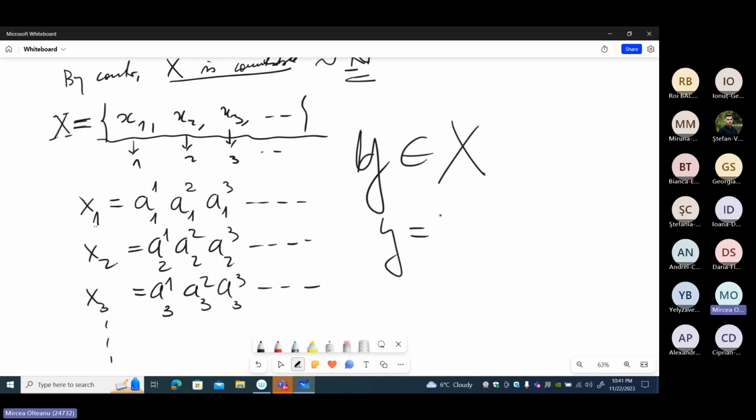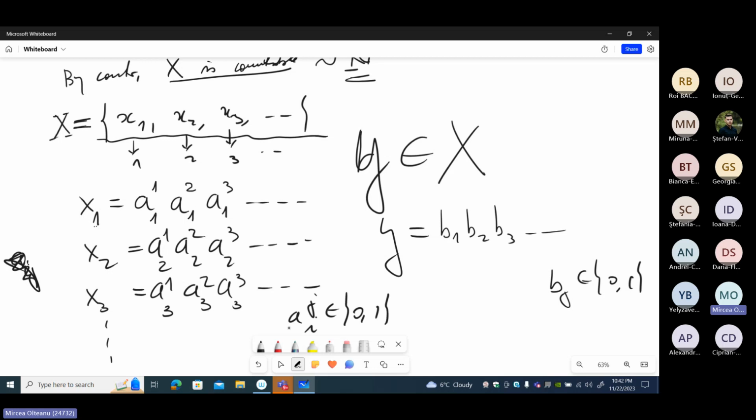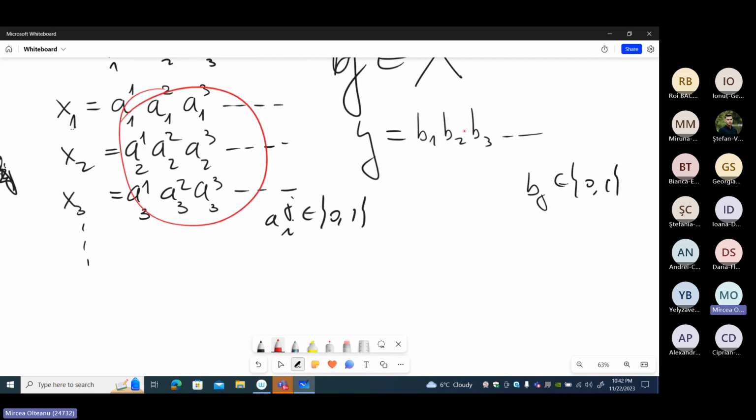It's a sequence of 0 and 1. It is B1, B2, B3, and so on. Bj must be 0 or 1. Attention here, Aij, it's 0 or 1. All these symbols here in this table are nothing but 0 or 1. Okay. Now the question is this one, how to choose B1?